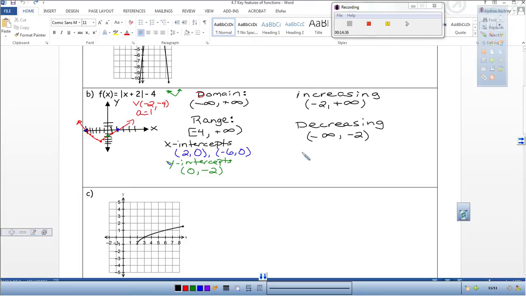Okay, the last thing we need to worry about is the max and min. Does this have a maximum or a minimum point? Minimum. So this is my vertex. It's at negative 2, negative 4, so that's my minimum value. Any questions over that? Okay, the next one.